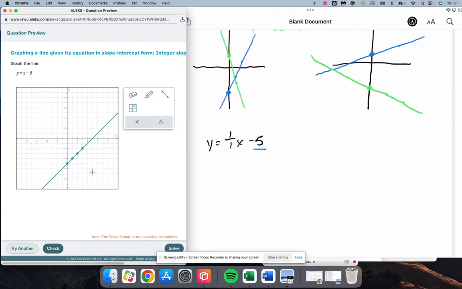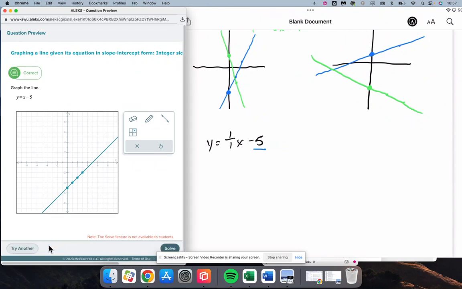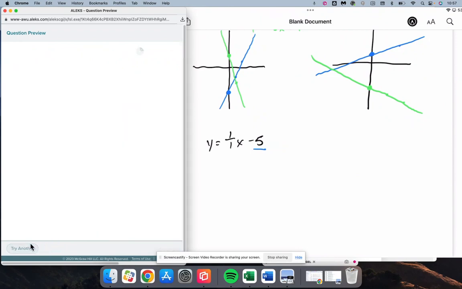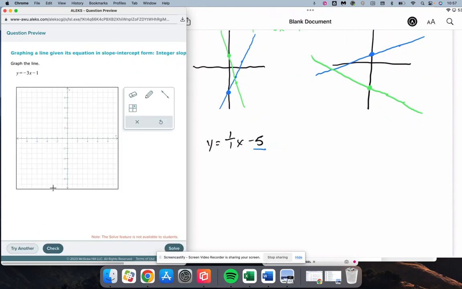And so we would end up with something that looks like that. This time we have y equals negative 3x minus 1. And I'm going to write that as negative 3 over 1x minus 1, because that should be written as a ratio, so we can see how much y is changing over how much x is changing. And again, this negative 1 here tells us where to start. So on the y-axis, we're going to start at negative 1. Then we're going to go down 3 to the right 1.